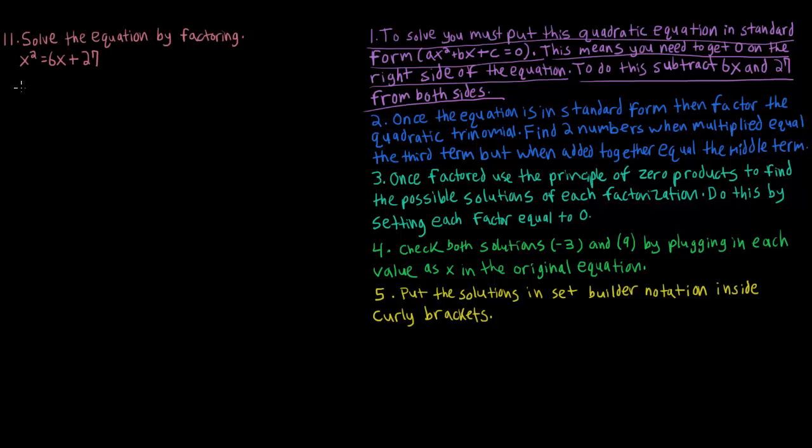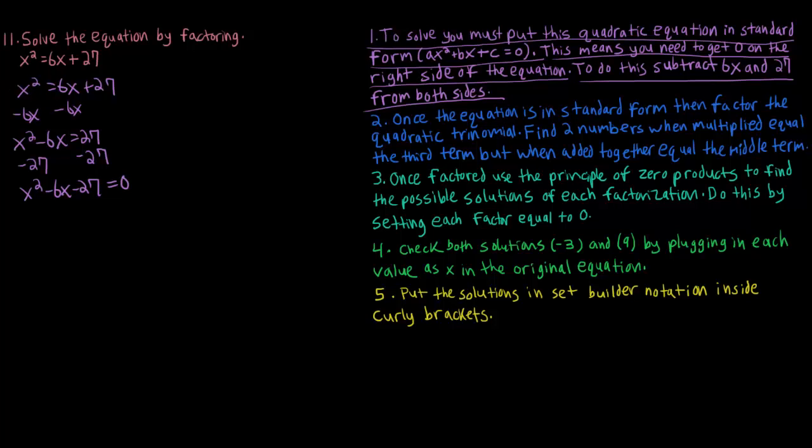So rewrite the equation. x squared equals 6x plus 27. Again, our goal is to get 0 on one side, so we start by subtracting 6x from both sides. So you have x squared minus 6x equals 27. Again, get 0 on one side, so subtract 27 from both sides. You have x squared minus 6x minus 27 equals 0.